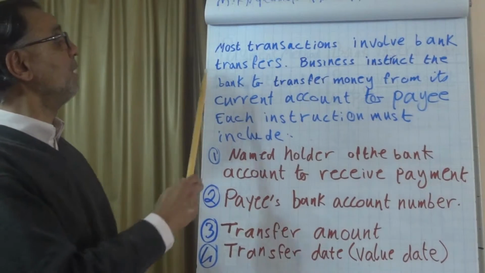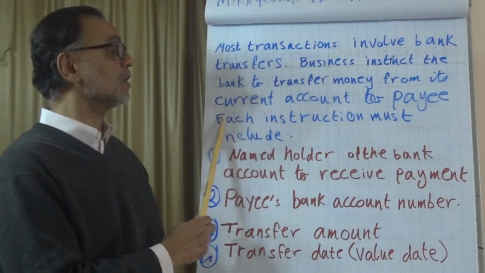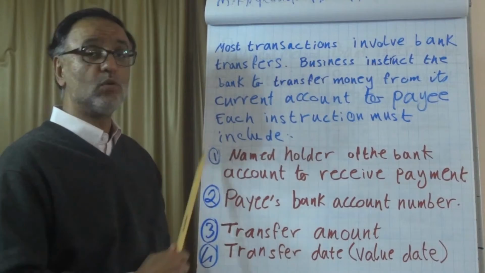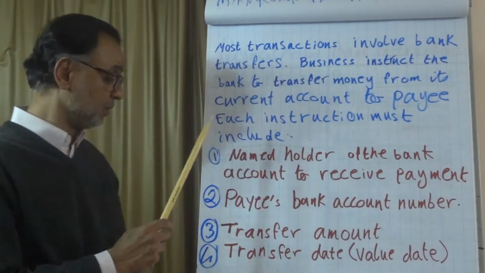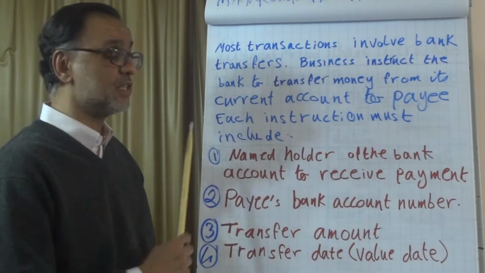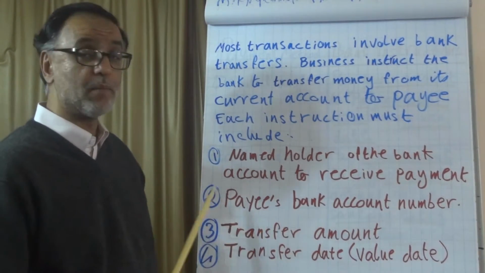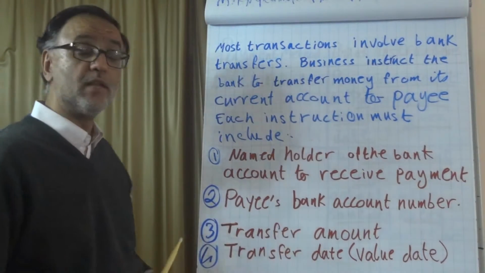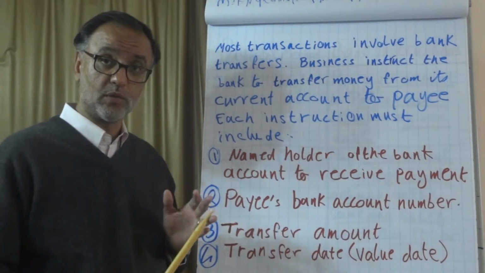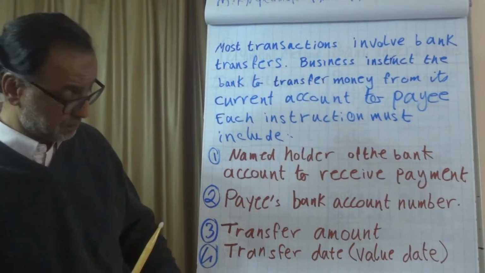Most transactions involve bank transfers. The business instructs the bank to transfer money from its current account to the payee's account. Each instruction for transfer must include 4 things: the named holder of the bank account to receive the payment, the payee's bank account number, the transfer amount, and the transfer date, which is called the value date by the bank. So we need the name, the account number, the date, that is the value date, and the amount.